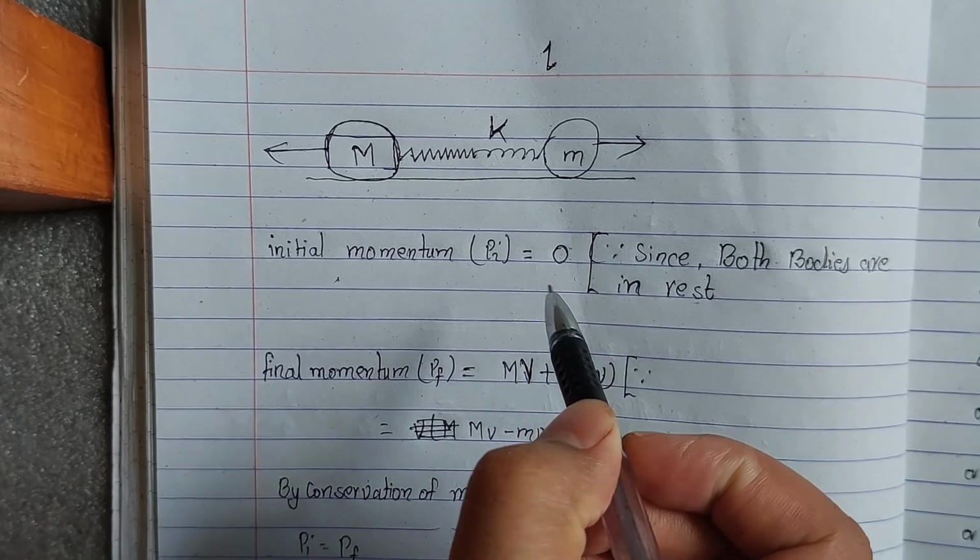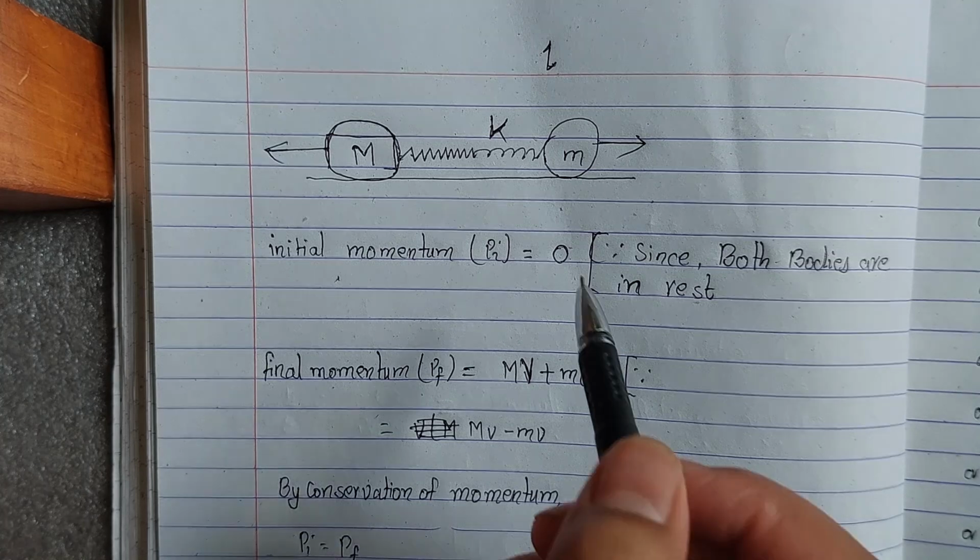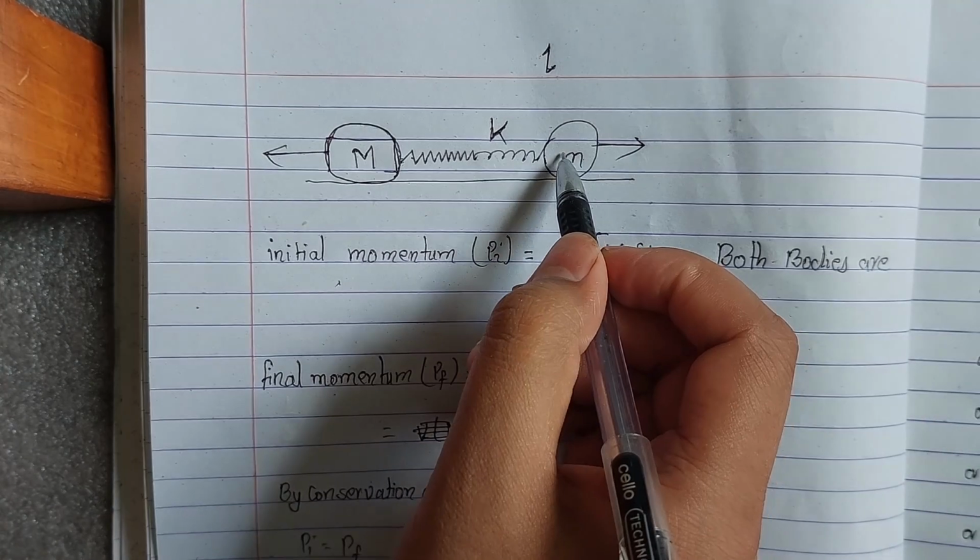So in this question, we have to find the velocity of oscillatory motion. Velocity of which ball? Velocity of this small ball.